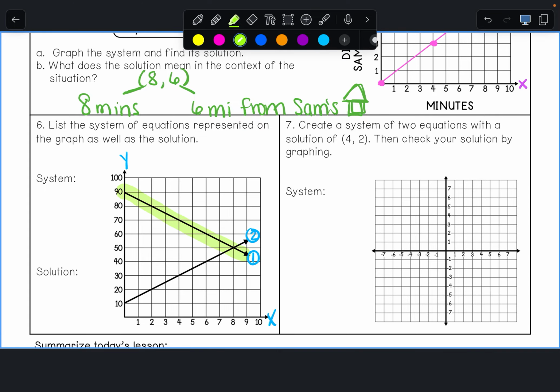Where do those 2 lines cross? What is the solution? 8, 50. They cross at 8, 50. Correct. That's all we're looking for today. It's just an introduction to it.